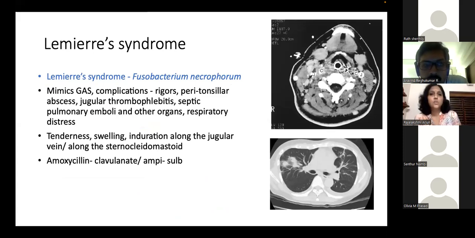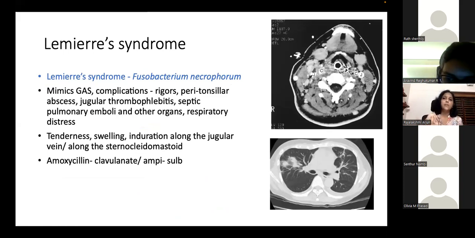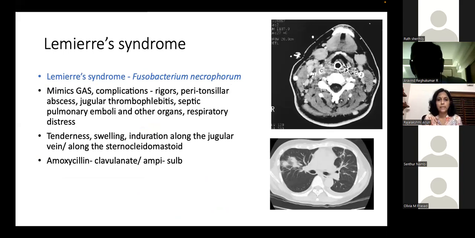Coming to the next interesting syndrome that each one of us in ID would have seen, this is Lemierre syndrome, which is caused by Fusobacterium necrophorum, an oral anaerobe. It mimics group A strep, presenting as pharyngitis, and initially there may be some improvement, but later the patient presents with rigor, peritonsillar abscess, jugular thrombophlebitis, septic pulmonary emboli, and emboli to distant organs like the spleen. They may have respiratory distress as well. On clinical examination, if a patient with pharyngitis also has tenderness and swelling in the neck, as well as induration along the jugular vein or the sternocleidomastoid, you have to think about Lemierre's and do appropriate imaging and decide on the antibiotic choice, because you have to give oral anaerobe cover. The choices would be amoxiclav or ampicillin-sulbactam.